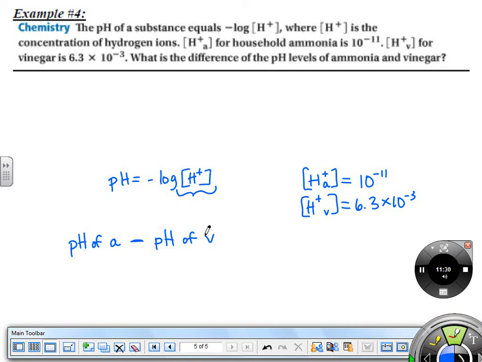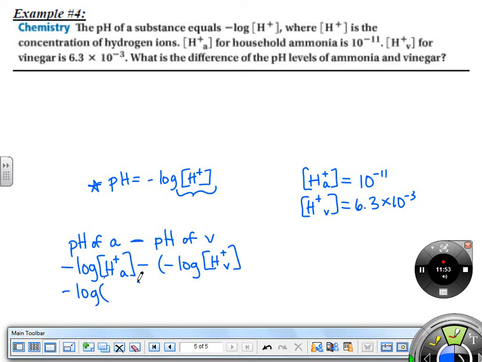And then I need to figure out what those are. So the pH of ammonia, according to this formula right here, means I need to do this calculation. The negative log of this concentration of hydrogen ions minus the negative log of this concentration of hydrogen ions for vinegar. So this tells me this is the negative log of, and I'm going to plug in the number that I know, 10 to the negative 11, minus the negative, so I'm going to make that a plus, the log of 6.3 times 10 to the negative third.